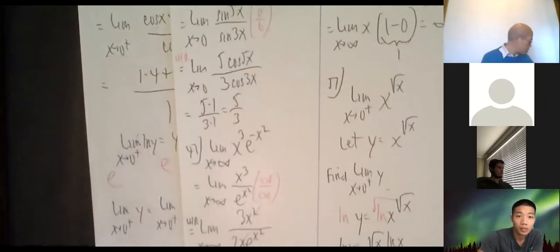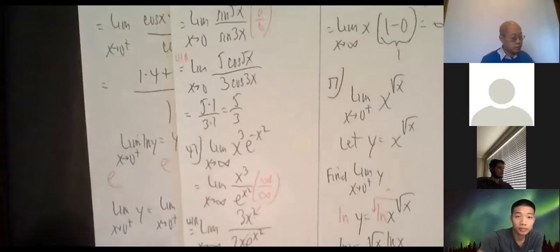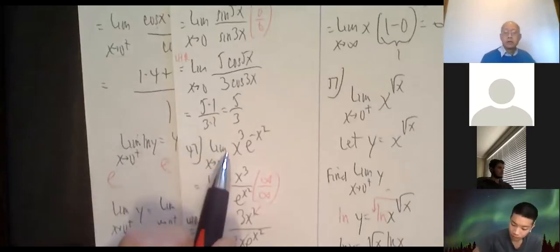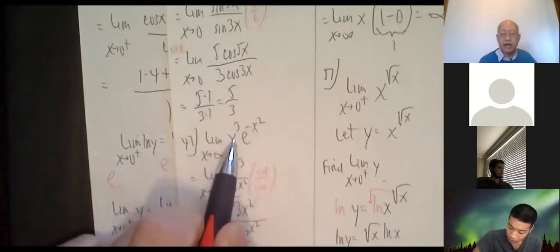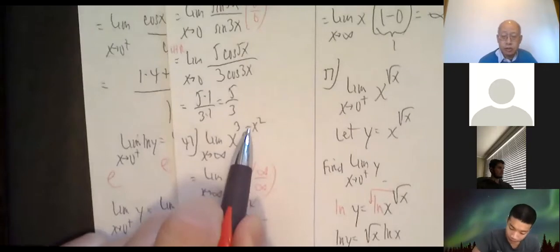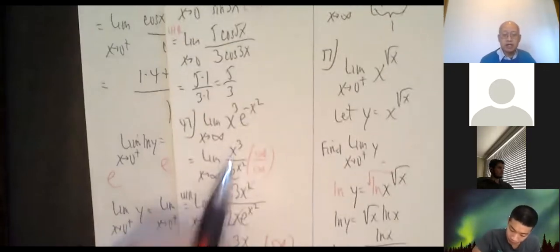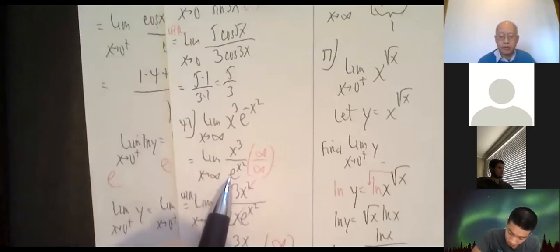Okay, 47 is another one that's like that. Okay, well, this one's pretty, there's a natural way to make that into a fraction. There's already a negative exponent there, right? So bring that into the denominator as x cubed over e to the x squared, right? That's very natural. And then I just do that.